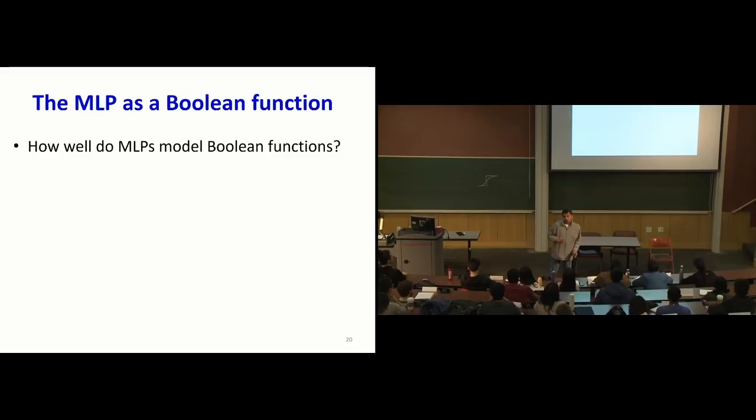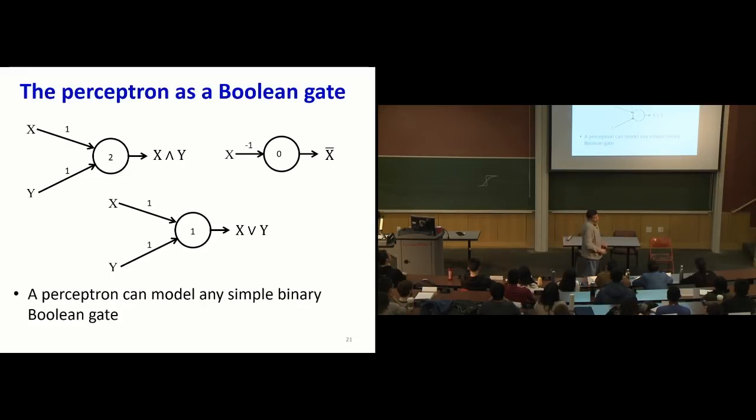How well do multi-layer perceptrons model Boolean functions? You saw this in the last class. A single perceptron can perform all 3 basic Boolean operations, right? So how many didn't see that? Anyone who missed that bit?